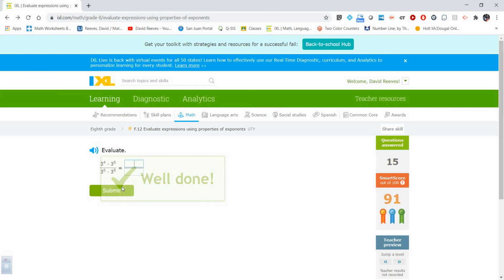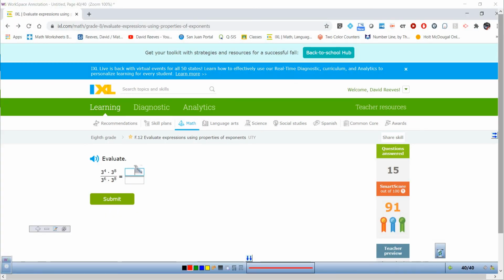All righty. Okay, what about this one? I've got on the top 3 to the 4th times 3 to the 8th. So that's going to be 3 to the 4 plus 8 on the top. And on the bottom, I have 3 to the 6 plus 8, right? But before I do that, actually, if we go back here, 3 to the 8th over 3 to the 8th is going to be 1.